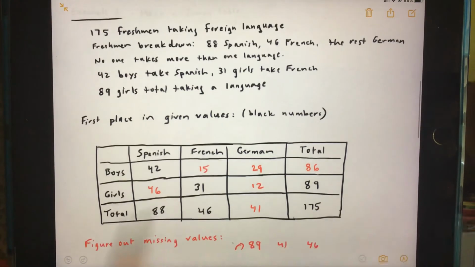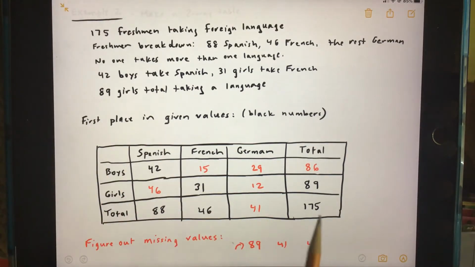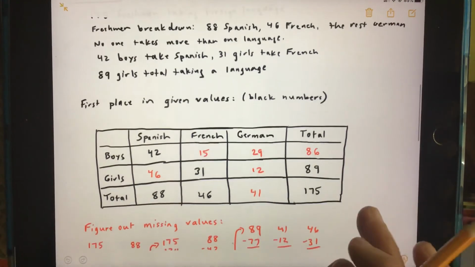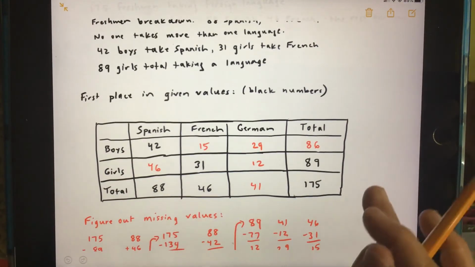First I'm just going to write in what they told me. 175 freshmen all together are taking a language. There's my total in the bottom corner. 88 are taking Spanish, so in my total Spanish, both boys and girls together, I put 88. 46 are taking French total. Then I'm going to figure out how many are taking German. What I'm going to do to figure that out is add up my 88 and my 46.